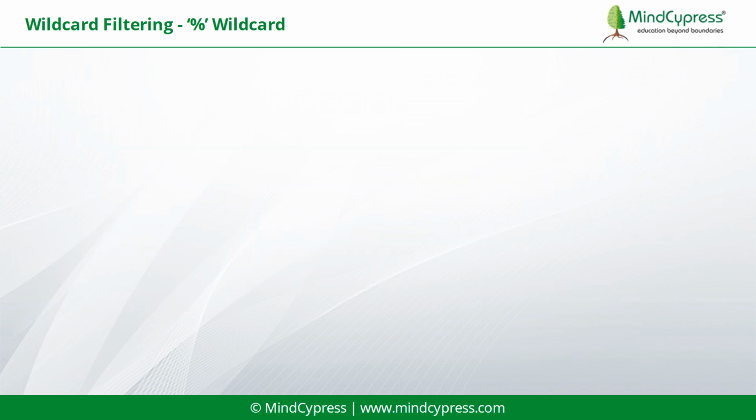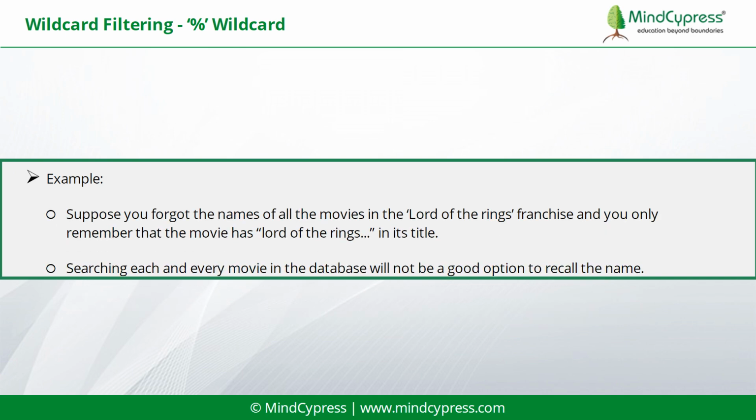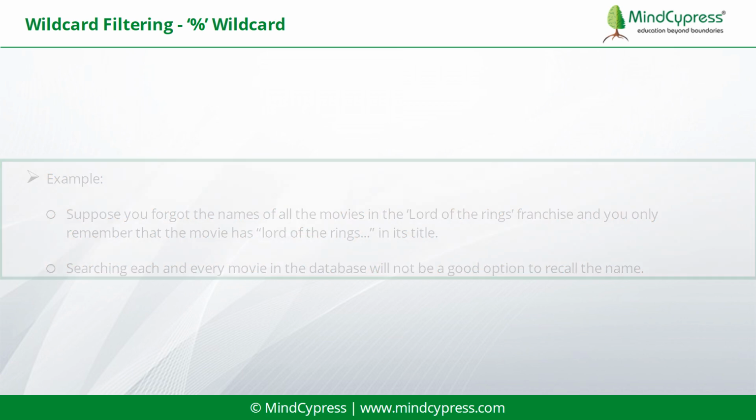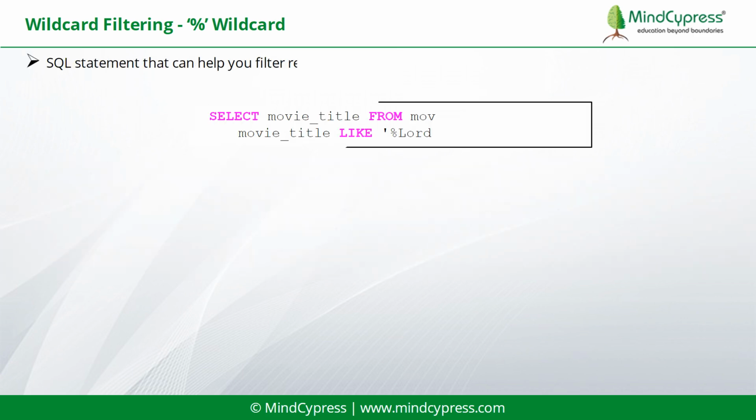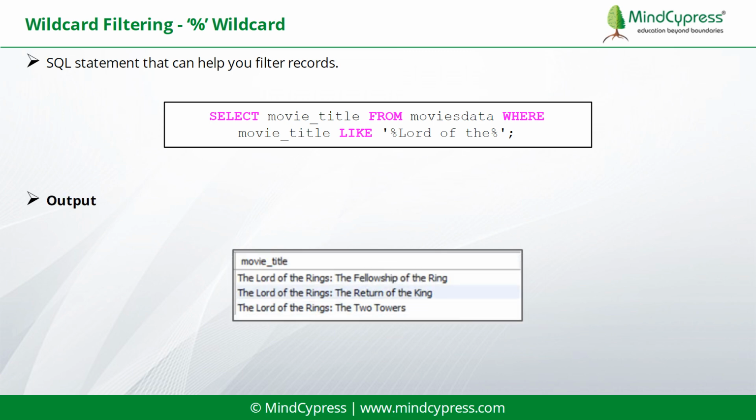Let us understand %wildcard with an example. Suppose you forgot the names of all the movies in the Lord of the Rings franchise, and you only remember that the movie has Lord of the Rings in its title. Searching each and every movie in the database will not be a good option to recall the name. Below is the SQL statement that can help you filter records. Output is. You can now easily recall the name of the movie by looking at the above output.